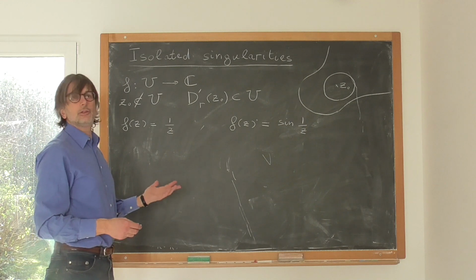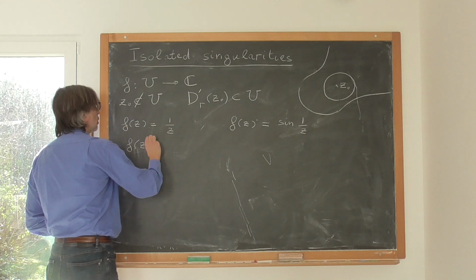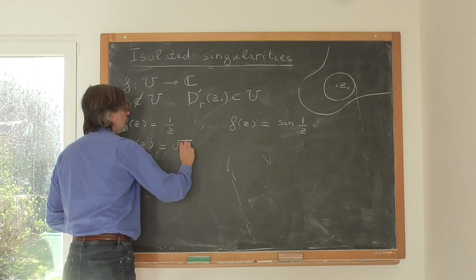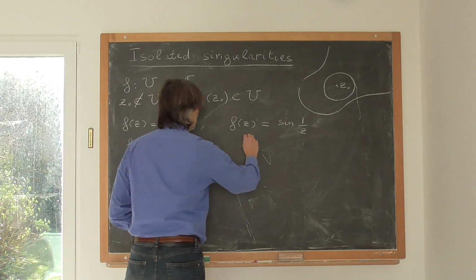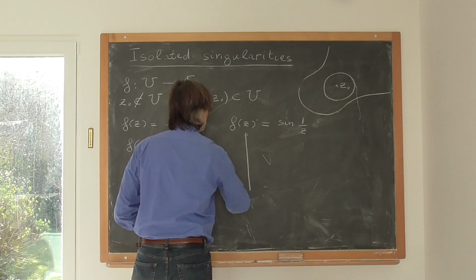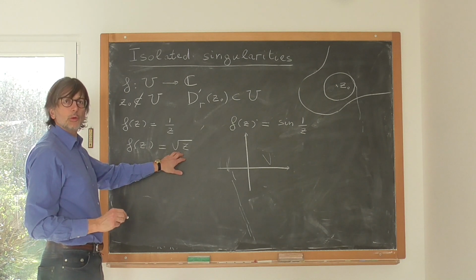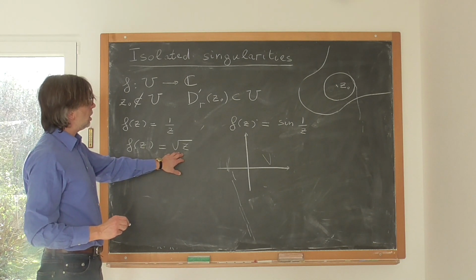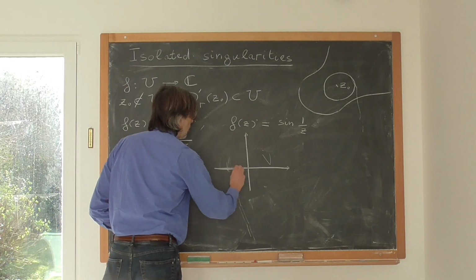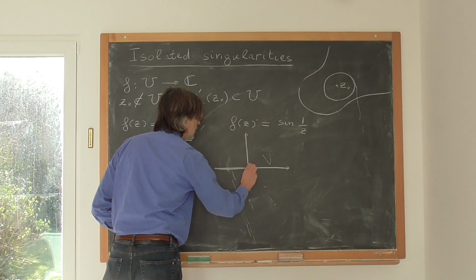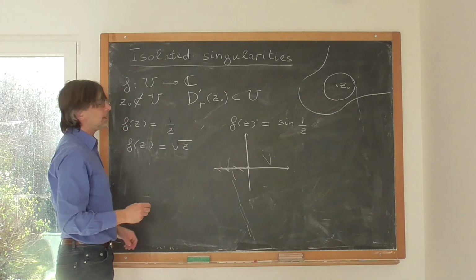Singularities which are not isolated are instead, for instance, if we look at the square root function. Now you've seen in the first part of this course that you can consider the complex square root as a holomorphic function, for instance, defined on the whole complex plane minus the negative half line. You have to take this half line away.